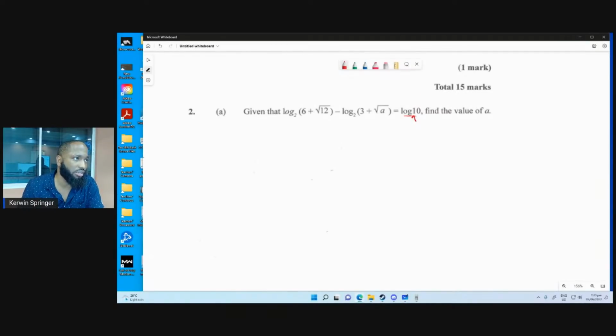Let's see what's going on there. This is the second time I see this. I think I talked about this in my class too. This was the second time I saw this in a CXC paper, where these people are just leaving out the base, boy. What's the meaning of that? Why do they keep leaving out the base, boy?